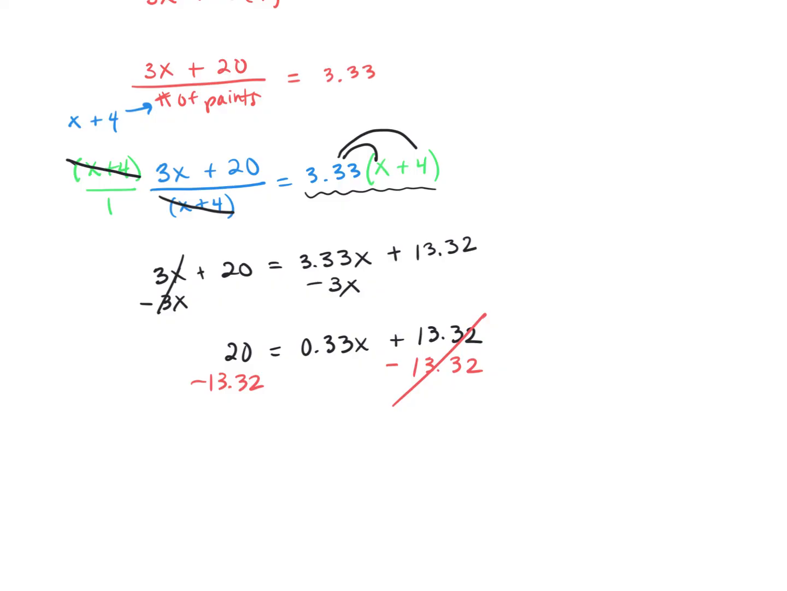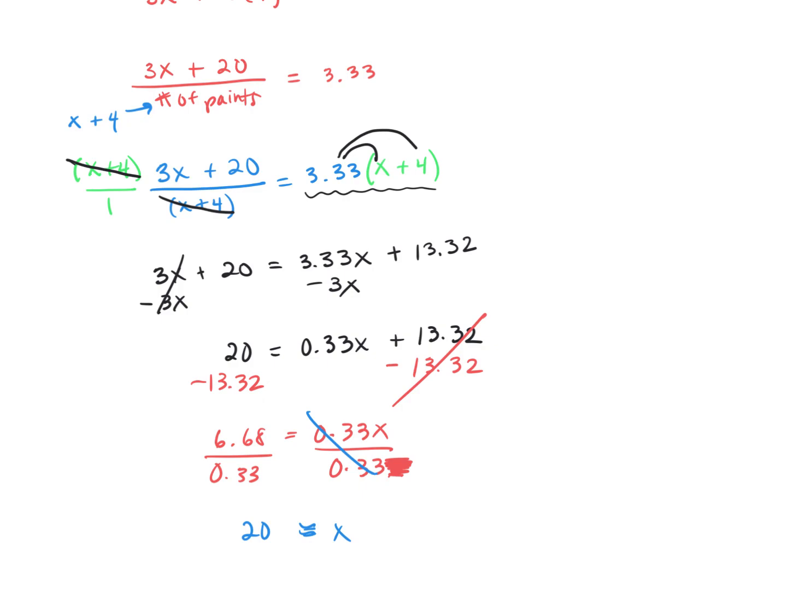13.32 minus 13.32 is 0. When we subtract on the left, we get 6.68 equals 0.33x. And now we made it to our last step, to divide by that 0.33. Not the x, I'm sorry, just by the 0.33. 0.33 divided by 0.33 cancels. Mathematically, it reduces to 1, leaving us with x equals, we're going to say about 20.